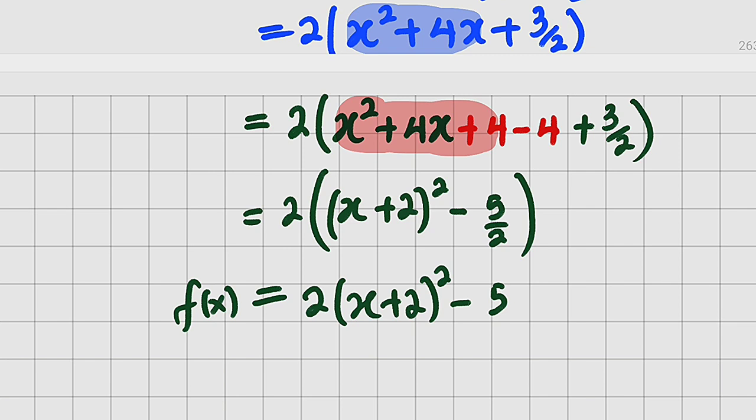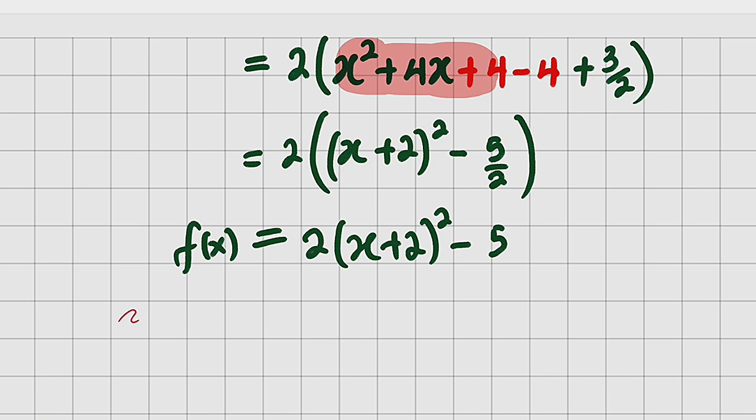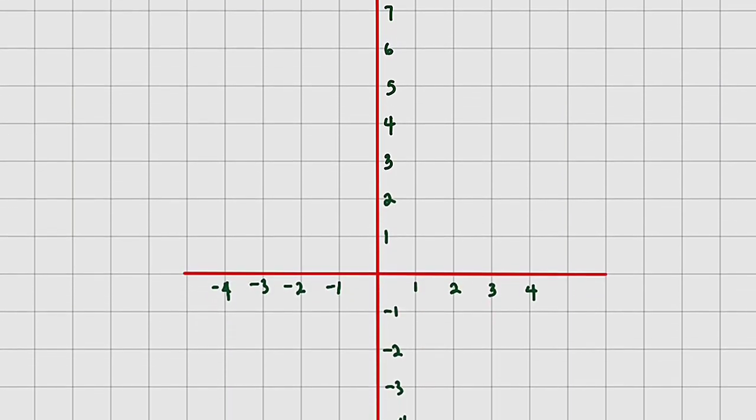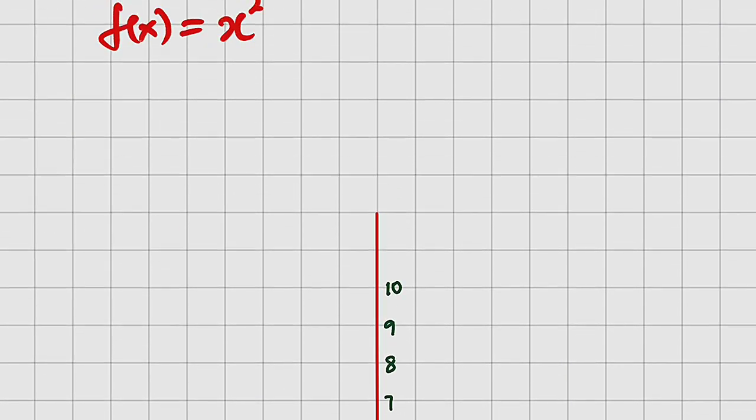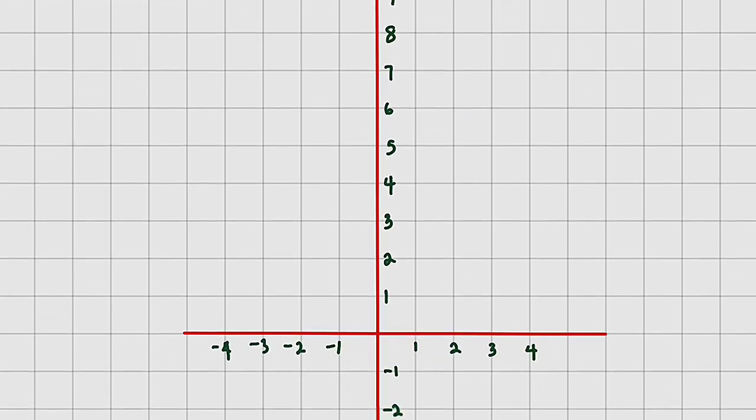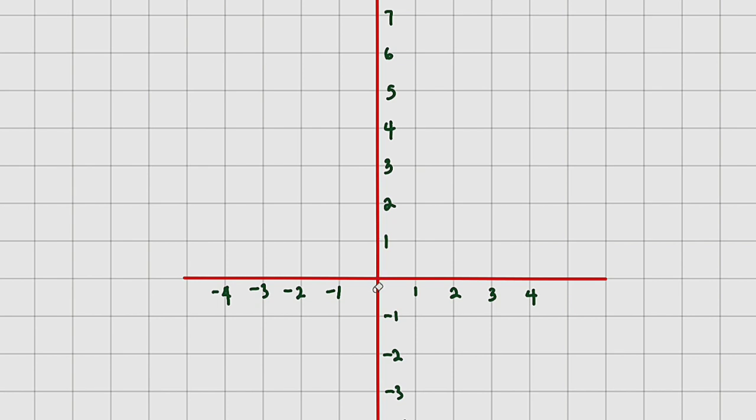But remember, we have to construct the mother function, which is what? X squared. Then all other transformations will follow. So what we need to sketch is f of x equal to x squared. Already I have my x and y axis here. So starting with x squared, I will start from the origin. That is exactly where x is 0.